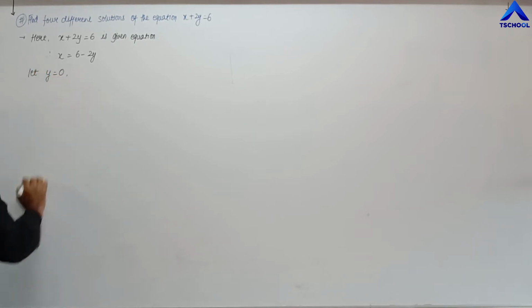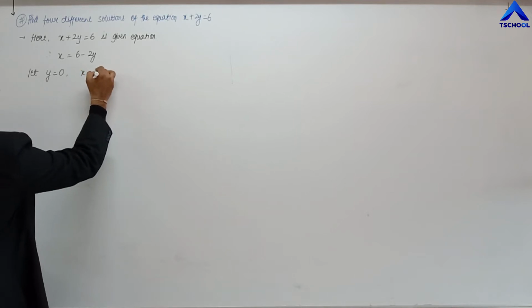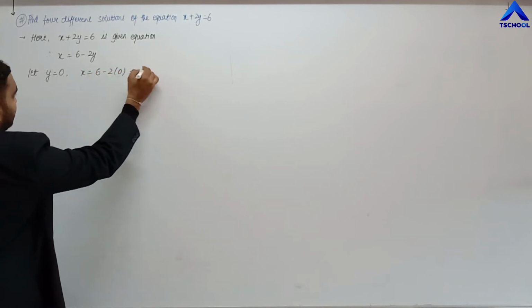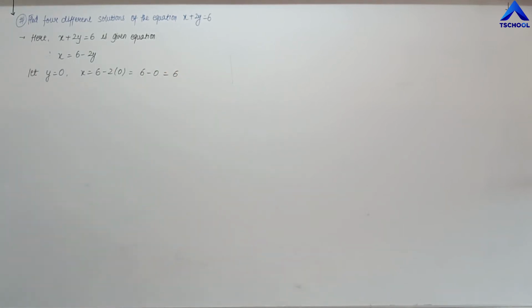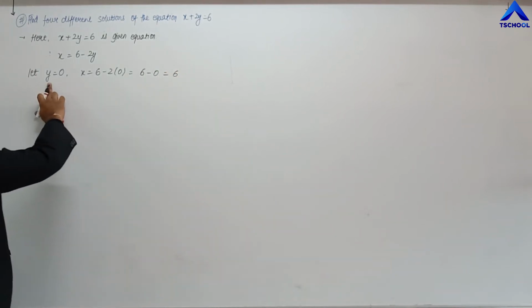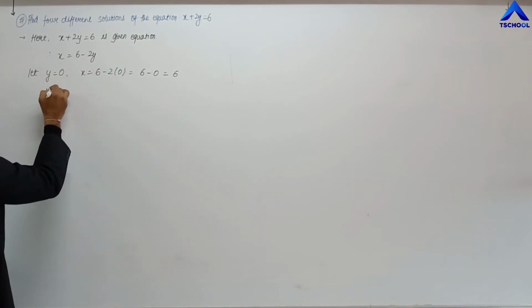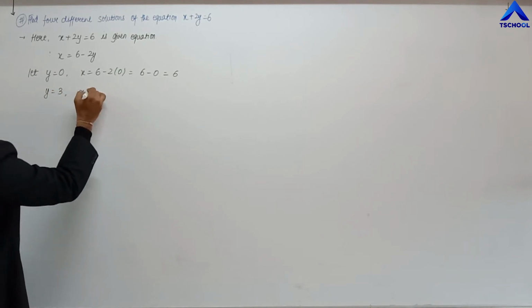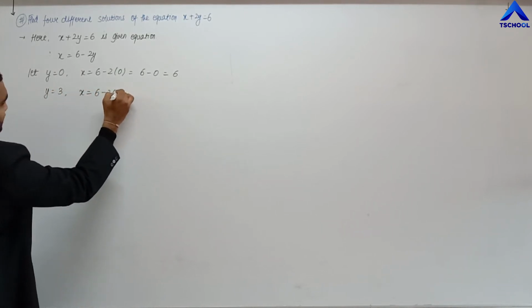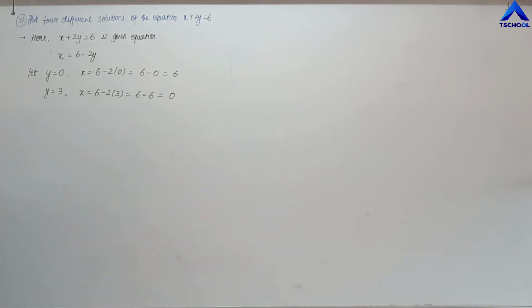Now let y equal to 0. So if I let y equals to 0, x equals to 6 minus 2 into 0, that is 6 minus 0, which is equal to 6. So for y equals to 0, I have got x equals to 6. If I put y equals to 3, then x equals to 6 minus 2 into 3, that is 6 minus 6, which is again equal to 0.